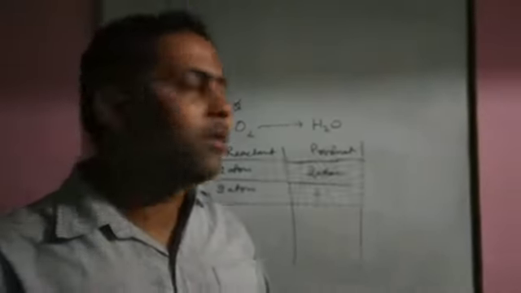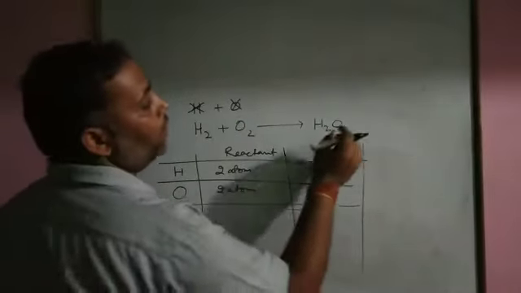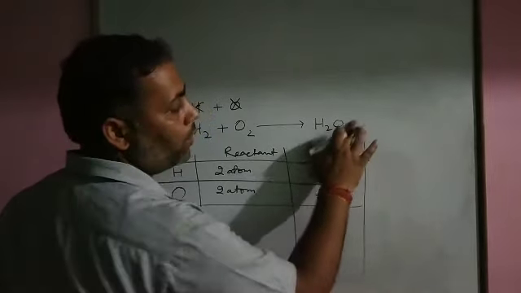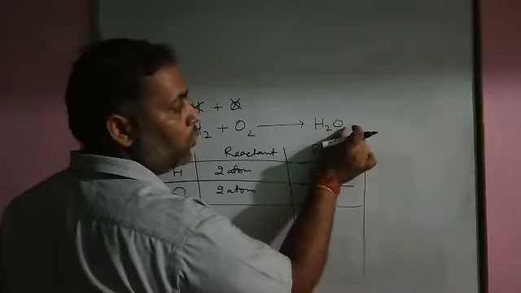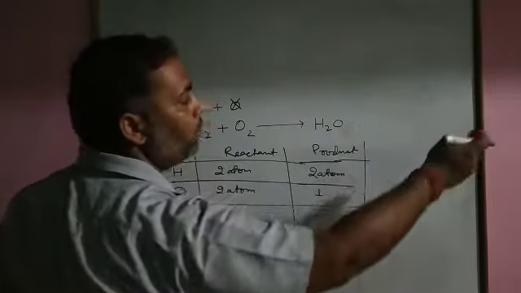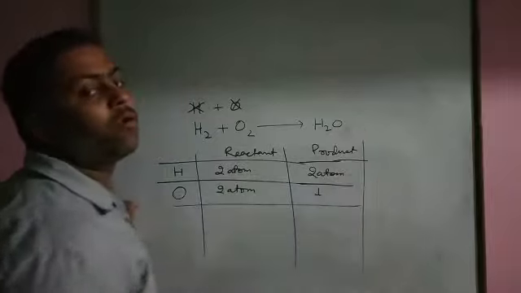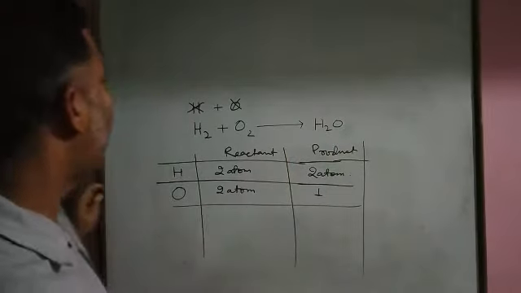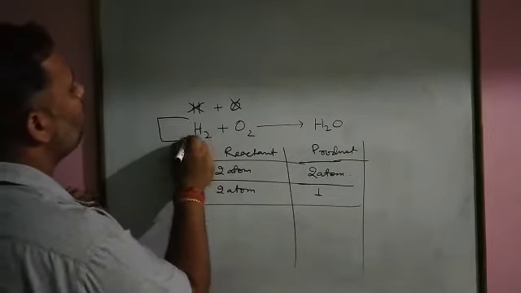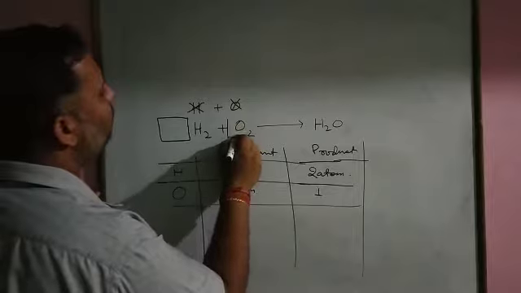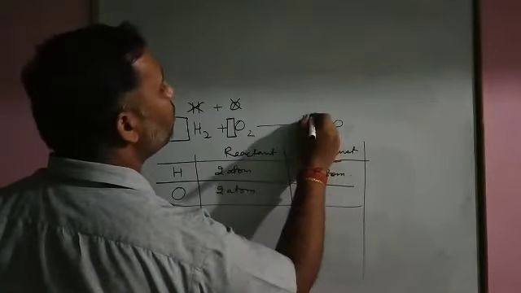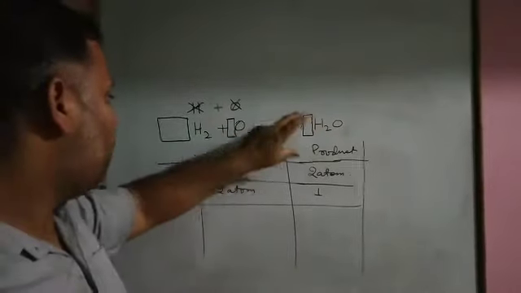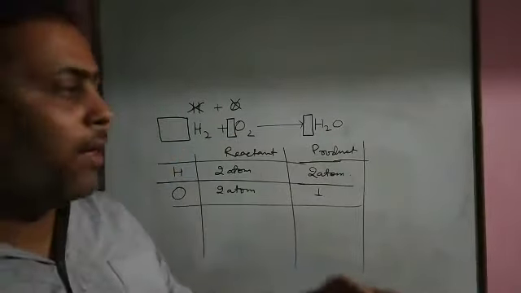If you want to balance it, see here, we will not increase the subscript like this. It is incorrect. Because when we increase this to 2, it will become another compound that will not remain water. It will form hydrogen peroxide. It means we do not have to increase the subscript. Only we have to increase here, that is known as stoichiometric coefficient. We have to put a number here. This is known as stoichiometric coefficient. And we have to balance the chemical equation. How to balance it? Let us see.